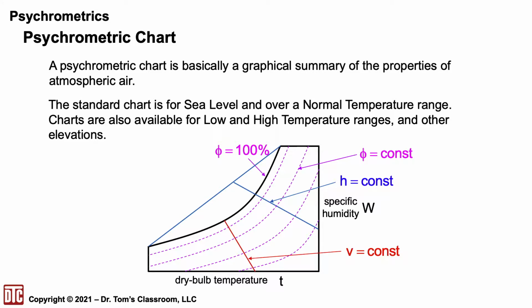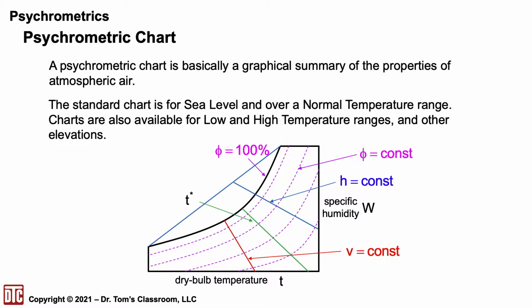You'll also have lines of constant specific volume, V. Remember, specific volume is just 1 divided by the density. So it's 1 over the density. It's a measure of density. And the specific volume is also done in per pound of dry air. So it's cubic feet per pound of dry air. Not total air, but dry air. Just like your enthalpy is.